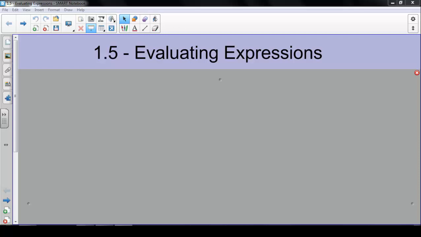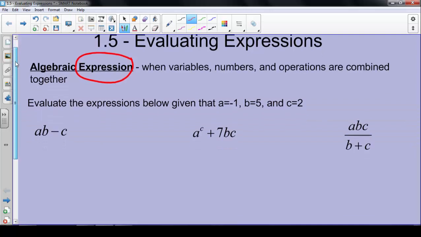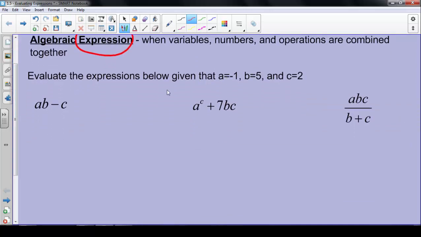Section 1.5, Evaluating Expressions. So first off, when we talk about an algebraic expression, what all that means is we're using variables, numbers, and operations and combining them together. A lot of times when we talk about algebraic expressions, we'll really just use the word expression. So if you hear me say expression, I'm talking about an algebraic expression. So first thing we're going to do is, given these values, we're just going to practice evaluating these expressions, and all that means is plugging in these values for all these variables.